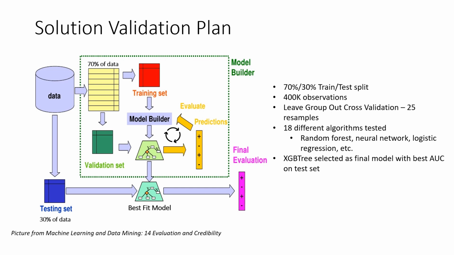I looked at support vector machines, decision trees, extreme gradient boosted trees. At the end, the extreme gradient boosted tree was selected as the final model. It had the best AUC on the test set.